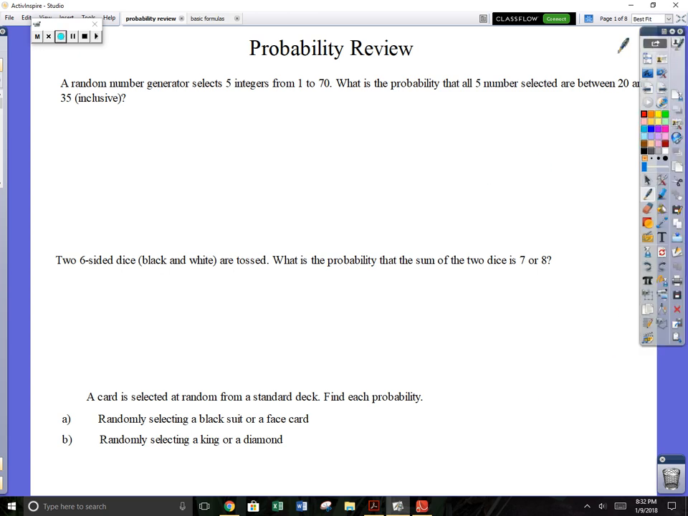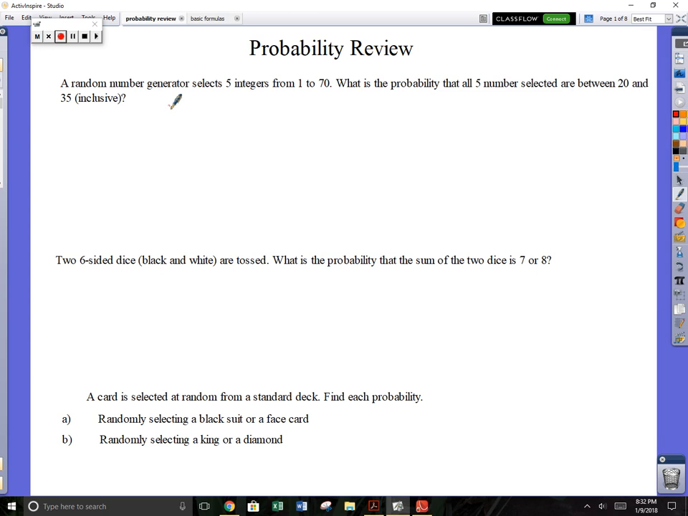So here we go. A random number generator selects 5 integers from 1 to 70. What's the chance that all 5 numbers chosen are going to fall between 20 and 35 inclusive? So it can land on 20 and it can land on 35.